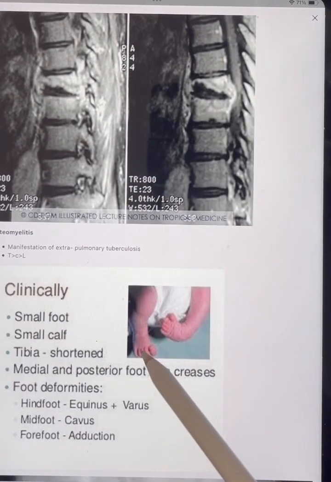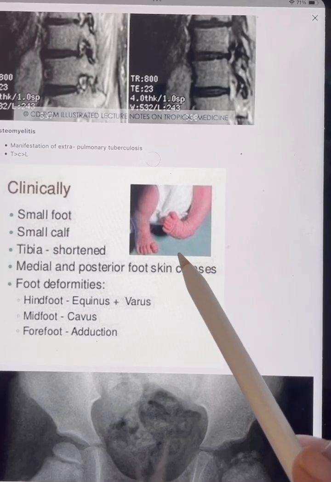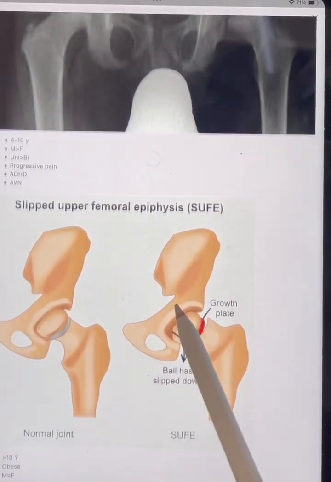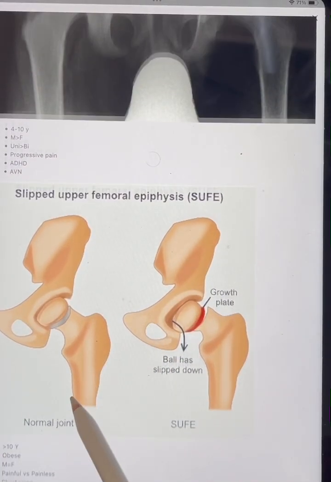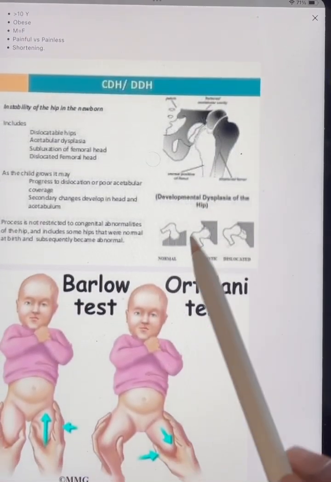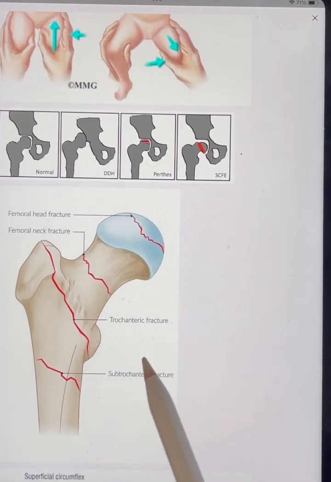So this you can see clearly, CTEV, congenital talipes equinovarus. This has to be treated by modified boots of different levels, which can be used. So this is a slipped upper femoral epiphysis X-ray. Then again the bone fractures at the hip joint.